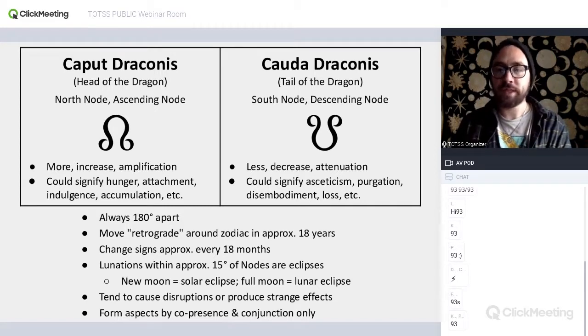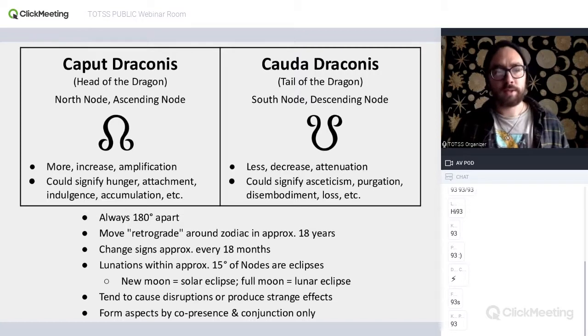Lunations that happen within 15 degrees of the nodes approximately are eclipses, right? And so if you have a new moon where both the sun and moon are conjoined and they're within 15 degrees of either the north or the south node, that will be a solar eclipse. And then if you have a full moon, where the sun and moon are 180 degrees apart, and the nodes are 180 degrees apart, if one of the sun or moon is within 15 degrees of one of the nodes, the other will be within 15 degrees of the other node, right? And so when that happens at the full moon, that's a lunar eclipse.